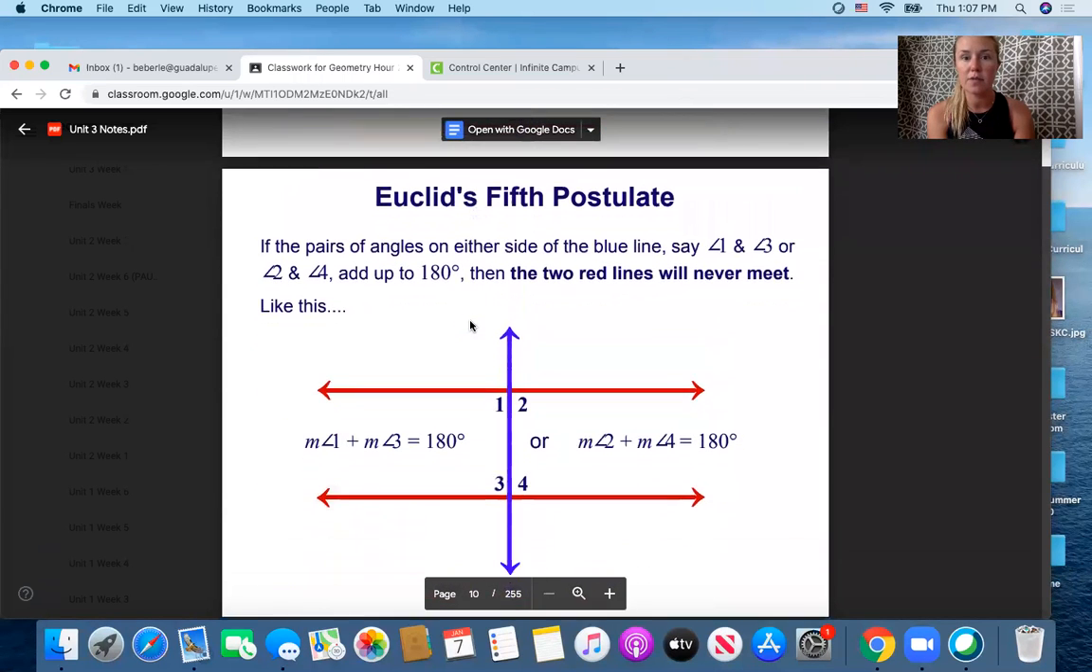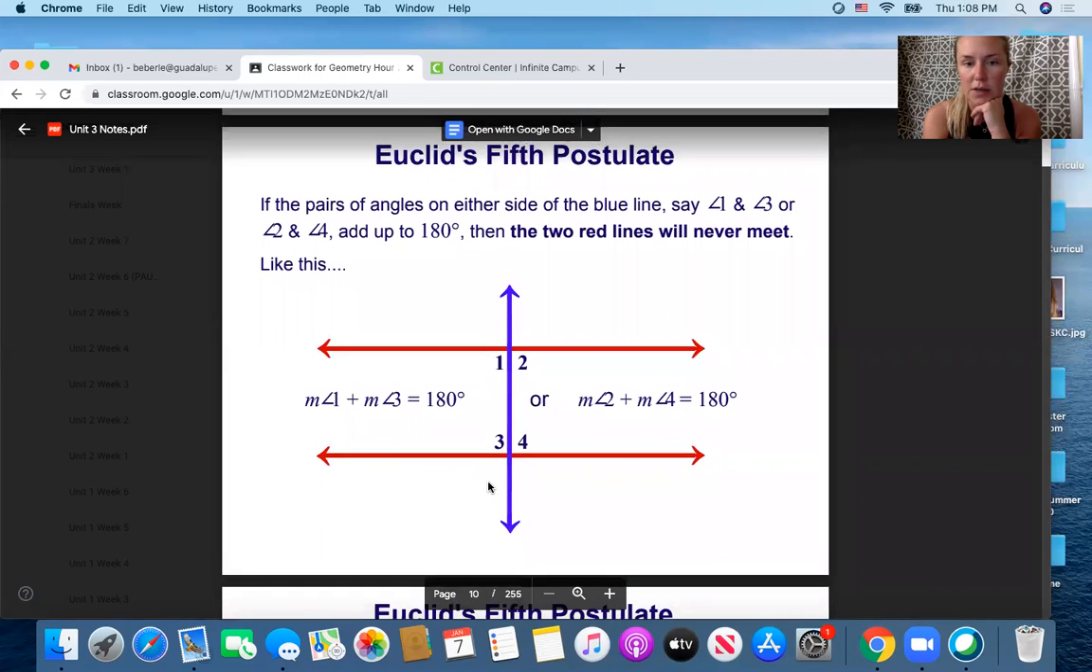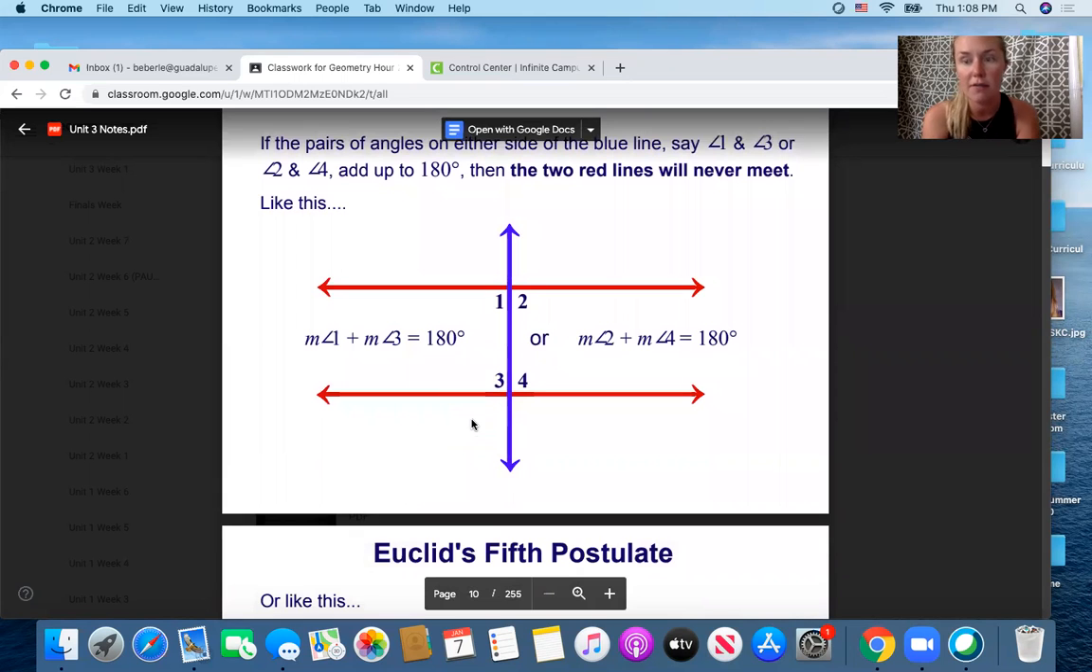And a transversal is kind of the basis of what we've been doing these last few times. So Euclid's 5th postulate says if the pairs of angles on either side of the blue line, say 1 and 3 or 2 and 4, add up to 180, then the 2 red lines will never meet. So what they're saying right here is if you add angle 1 and angle 3 together and they equal exactly 180 degrees, that means that the 2 lines are parallel. And so all angle pairs, in order to solve for them, you're going to be dealing with parallel lines. So these red lines right here, we know that they're parallel because if you add angles 1 and 3 together, you get 180 degrees. When something is parallel, that means that they're never going to intersect.